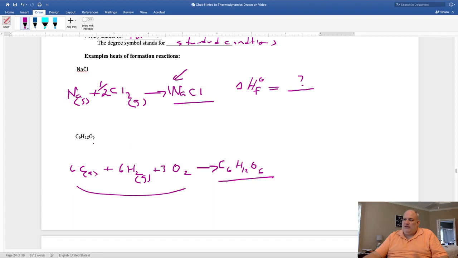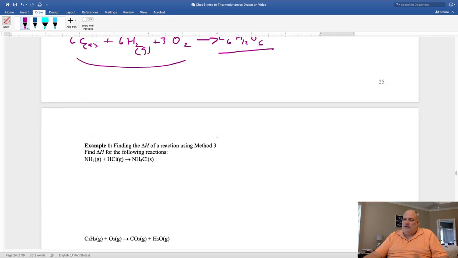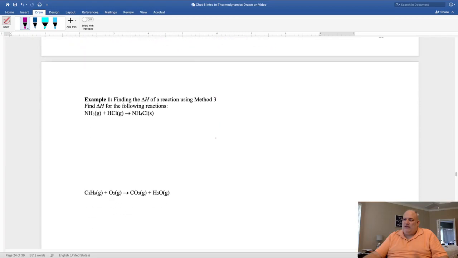Now, how do we use these enthalpies of formation? Well, first of all, you need to find yourself an enthalpy of formation table, which you have at the back of your book. You also have to look up change in H. It's one of the appendixes, but you also have it in chapter 6 as well.